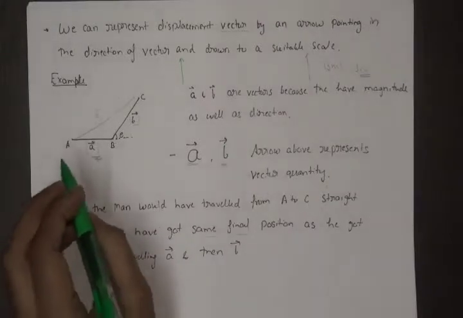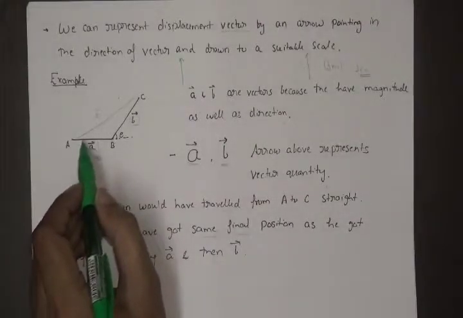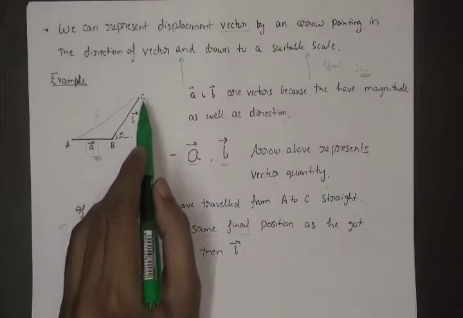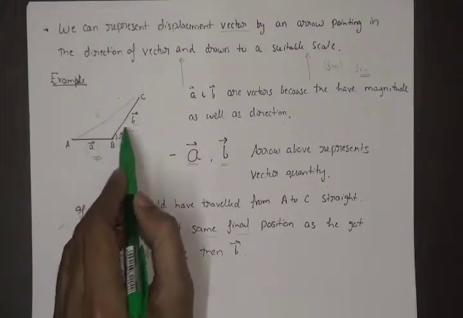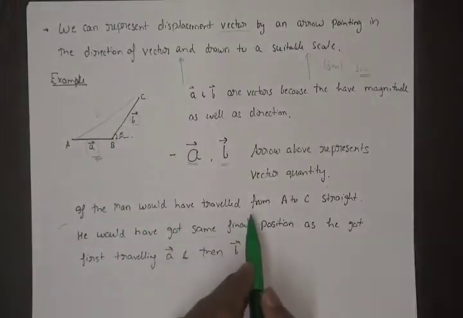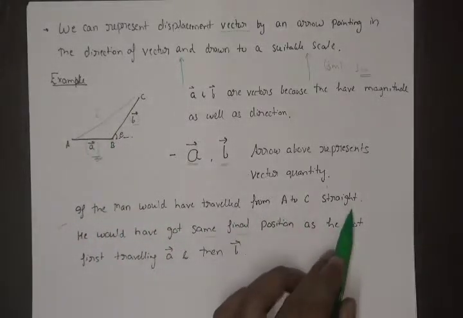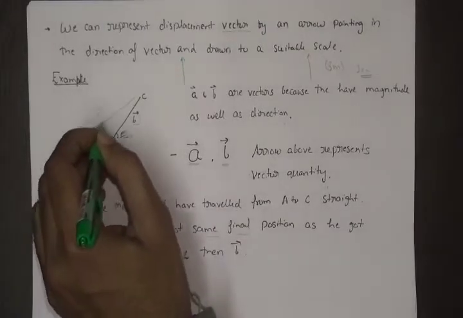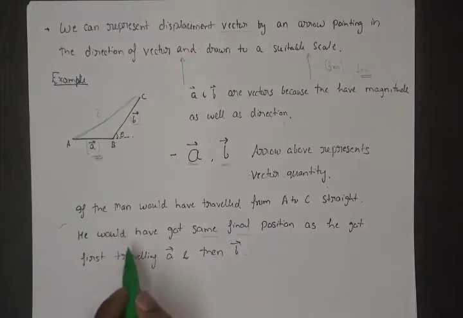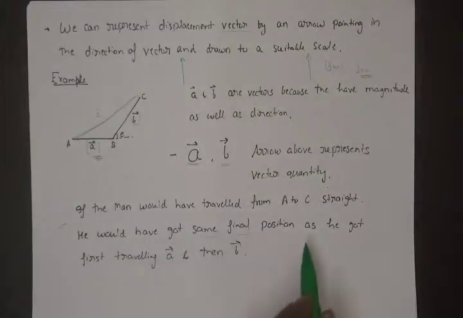So the problem is, a man has traveled A vector and then he has traveled B vector. We know the magnitude, we know the direction. If the man would have traveled from A to C straight, he would have got the same final position as he has got first traveling A and then B. What does it mean?